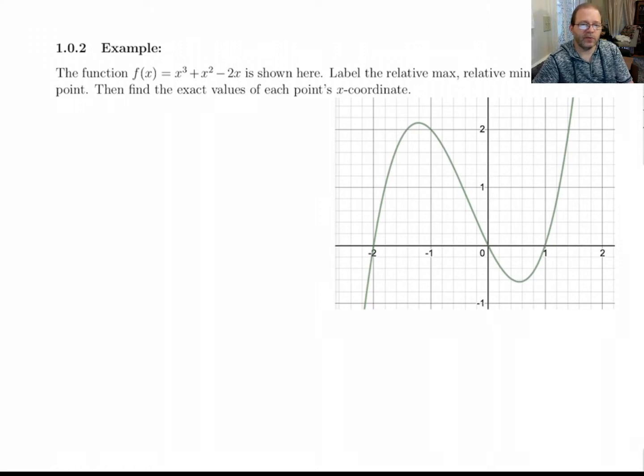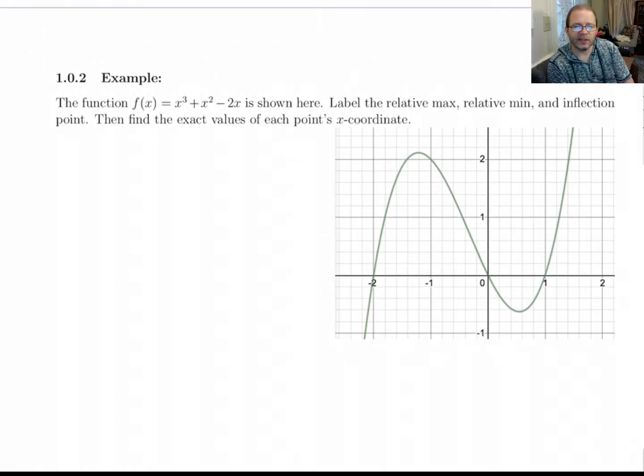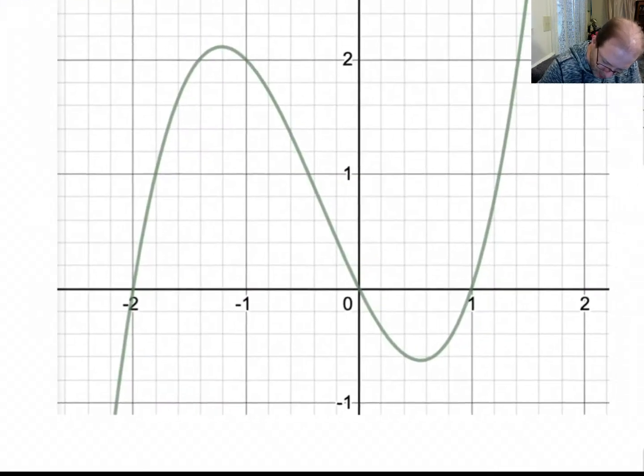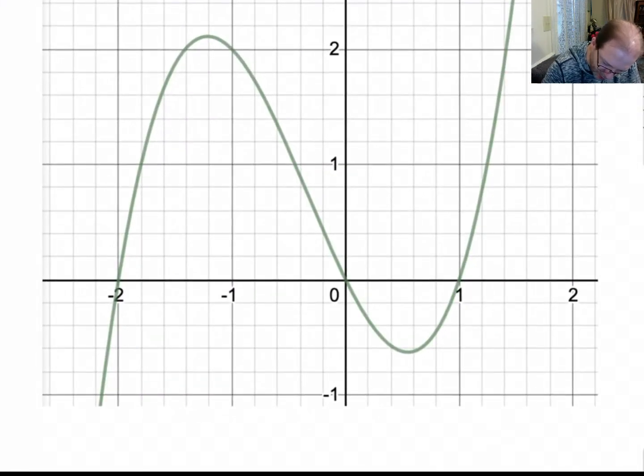Okay, on this example, we've got a cubic function, and we're asked to label the relative max, relative min, and the inflection point, and then find the exact value of each point's x-coordinate. All right, so if I come over here and just eyeball it, this is the max.